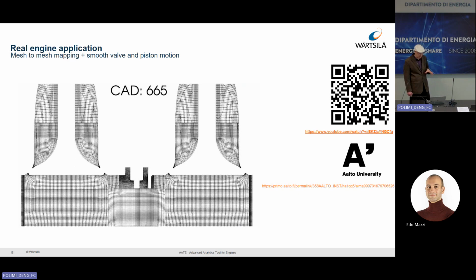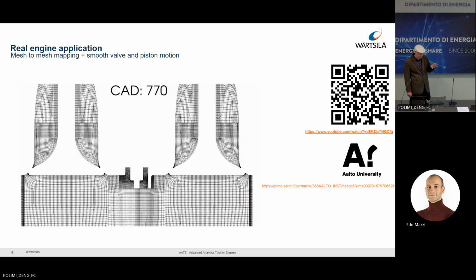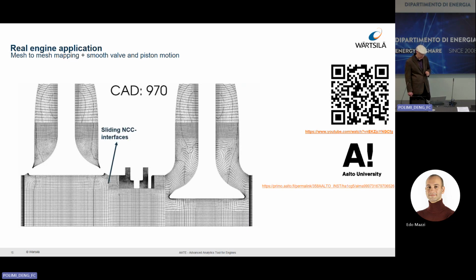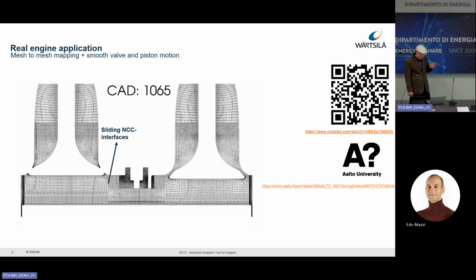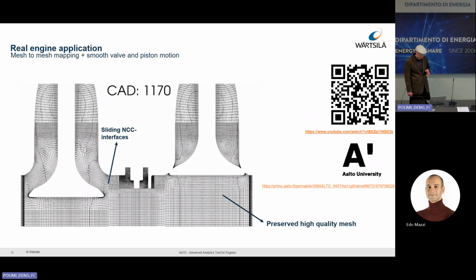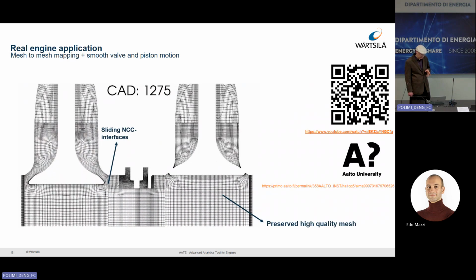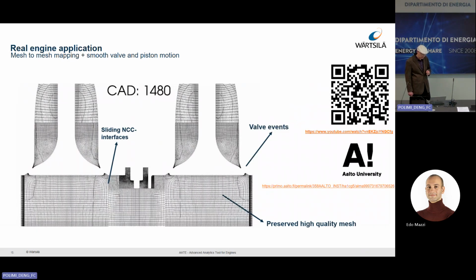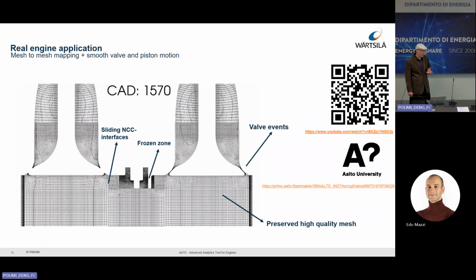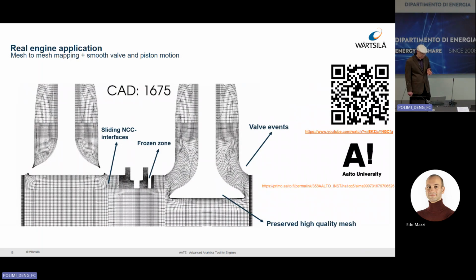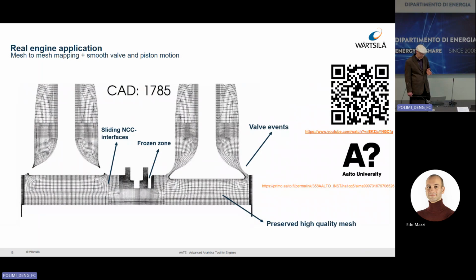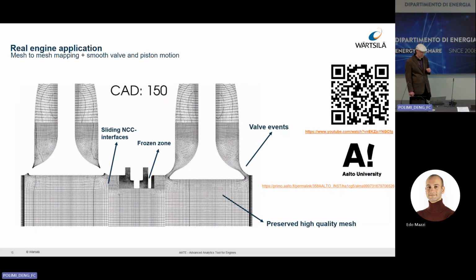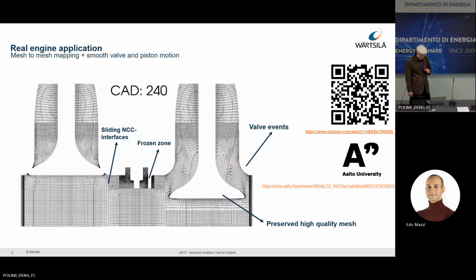And here we have everything. We have the NCC, we have the mesh-to-mesh mapping, and we have the mesh deformation using the mover. We have sliding interfaces. We preserve the high quality mesh in the area of interest. We can have the events, well done, like everybody is doing it, and we have a frozen zone. So that part is not moving at all. It's still part of that middle mesh there, but not a single cell is moving at that location.